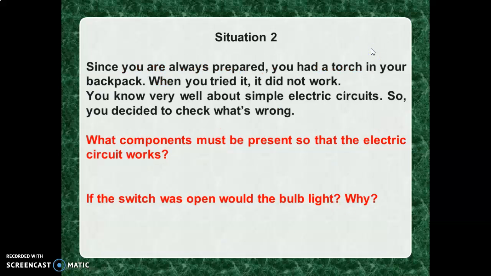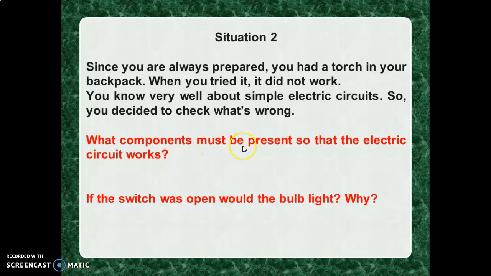Situation 2. Since you are always prepared, you had a torch in your backpack. When you tried it, it did not work. You know very well about simple electric circuits, so you decided to check what's wrong.